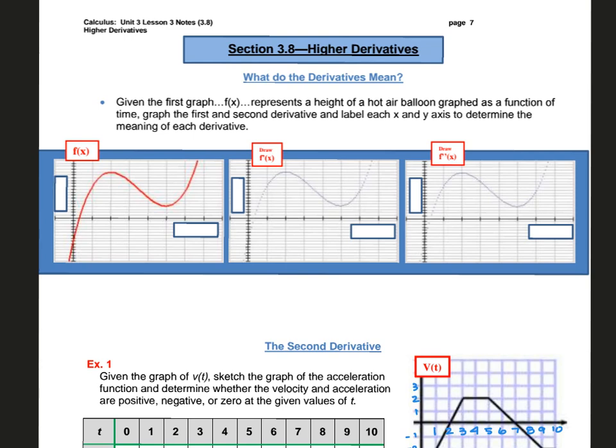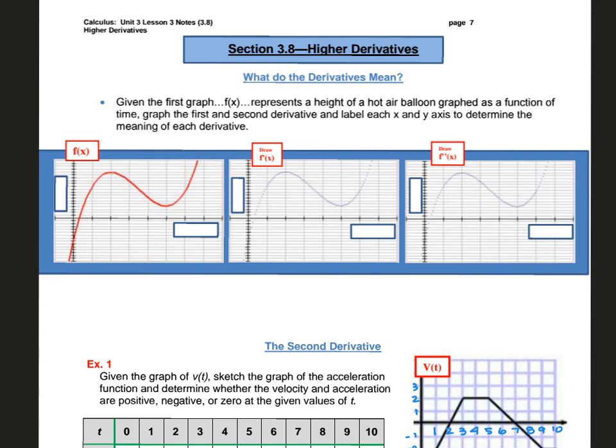Hi gang, in this video we are going to be doing section 3.8. This is higher derivatives. We're going to be talking about not only the first derivative but also the second derivative, what it means and how to interpret that. We will be going through the first page of our notes here.